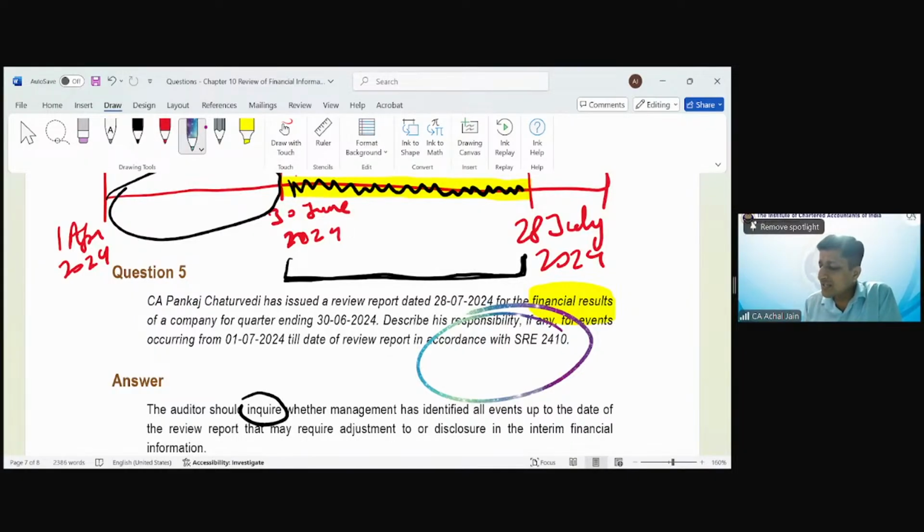Yeah, but as I have discussed with you earlier also, practically what will happen is the day the financial results are signed, the same day the review report will also be signed. So that's how you have things practically, right? Clear? Yes, sir. All right. Any questions so far?